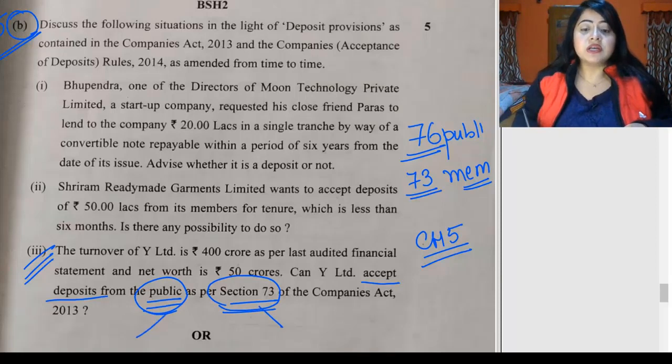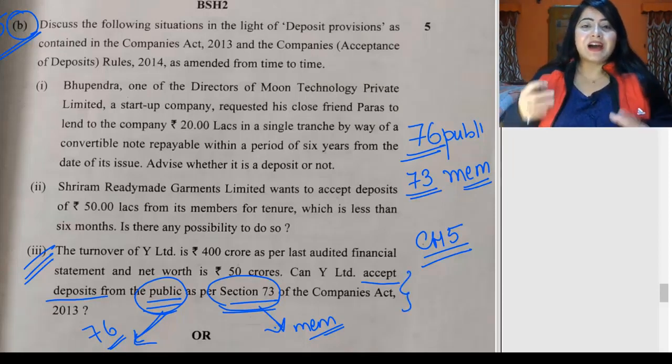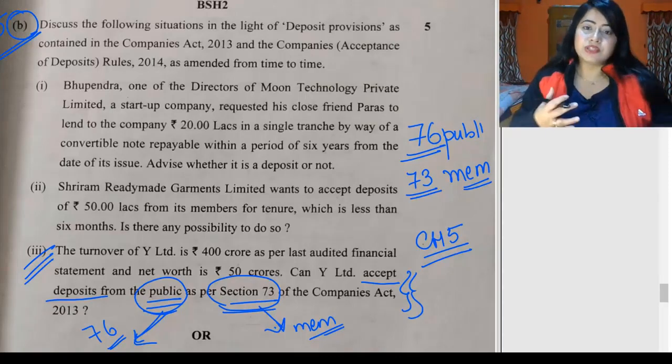Both of these are controversial. They are talking about different things. Section 73 talks about deposits from the members, whereas public deposits are covered in section number 76. So here you may get confused as to whether you have to answer in terms of deposits from the public or deposits from the members. In that case, what can you do? Well, see, answer both things. Answer how much deposits can be accepted from the members and how much deposits can be accepted from the public. So answer by stating both of these points so that you have no chance of losing any marks.